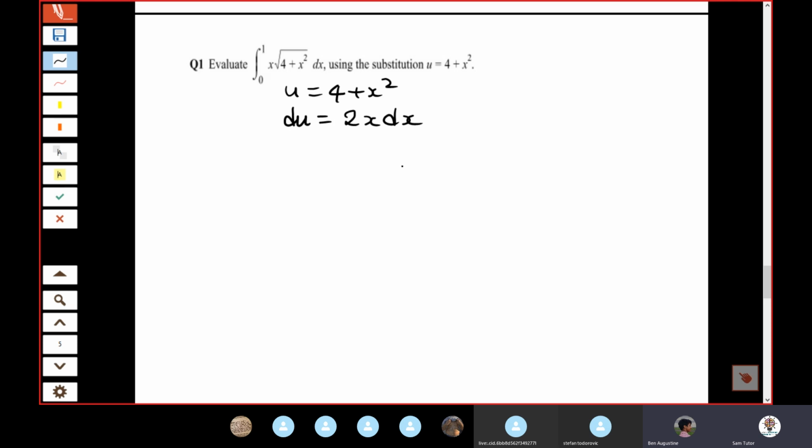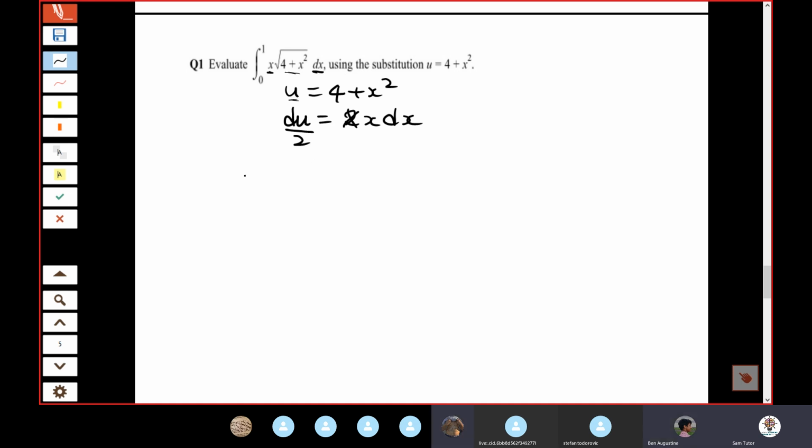Are we used to that by now? Do you understand that as well? Yes, I do. Great. All right, so look, now we need x dx. So what are you going to do to this 2? I'm going to divide it. So it's just going to become x dx, exactly what I can substitute. And inside the square root, I've got 4 plus x squared, which obviously just becomes u.